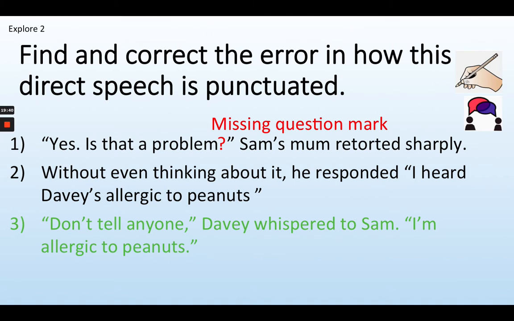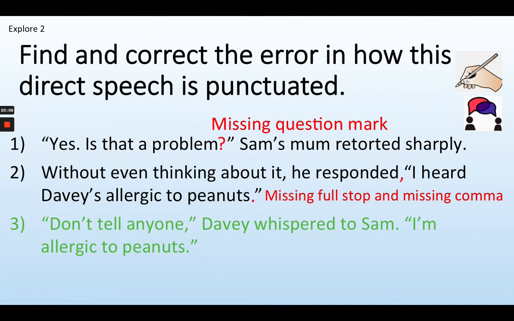Without even thinking about it, he responded, "I heard Davy's allergic to peanuts." What's missing here? We're missing a comma after the reported clause, but before the speech marks, as well as a full stop at the end of the direct speech.